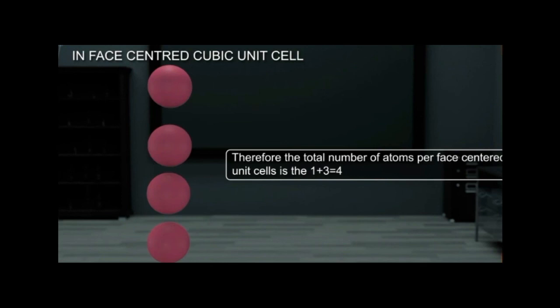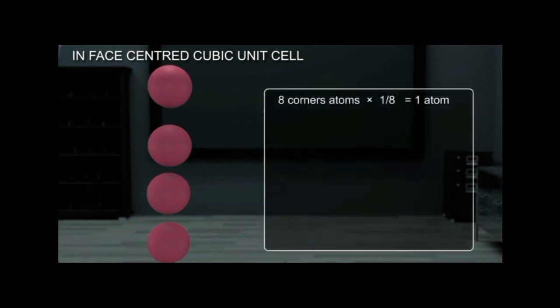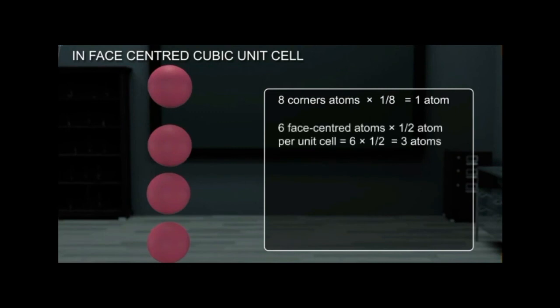Now if you do the calculation, we have the 8 corners, so 8 into 1/8 is 1 atom. In addition to this we have 6 faces. For each face we take half, and half into 6 is 3. So faces contribute 3 atoms and corners contribute 1. So the total number of atoms present in FCC is 4, or we say that the rank of an FCC is 4.